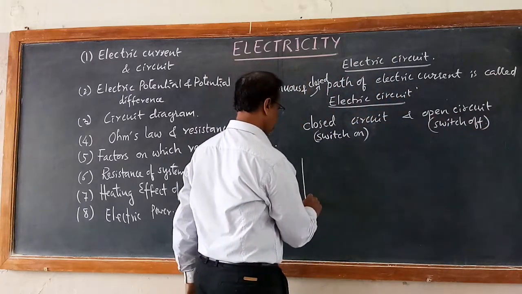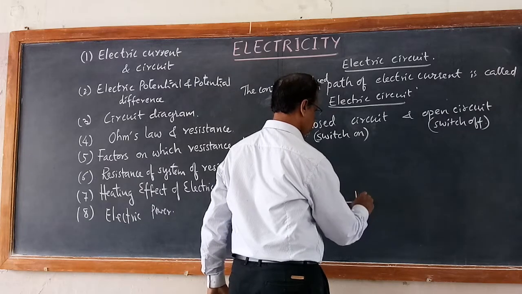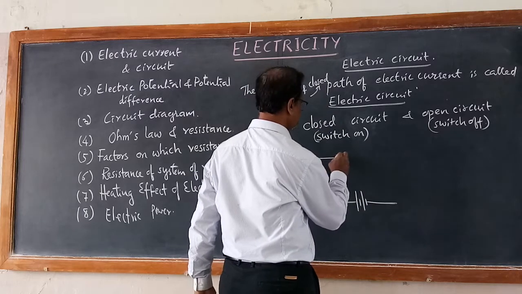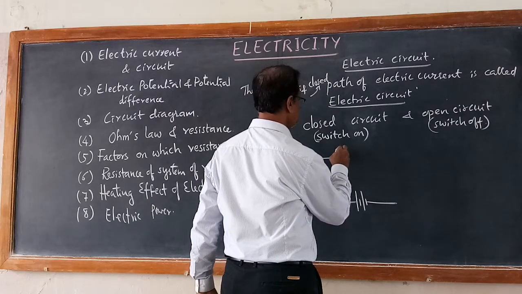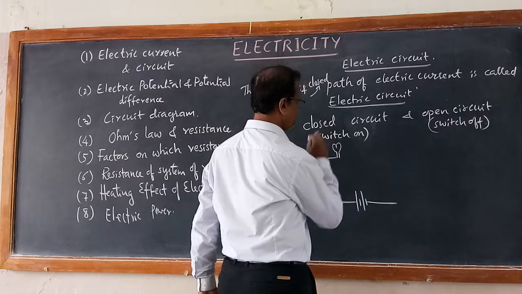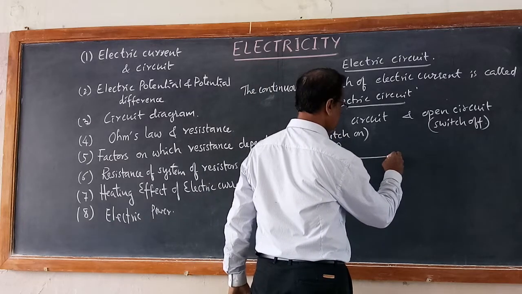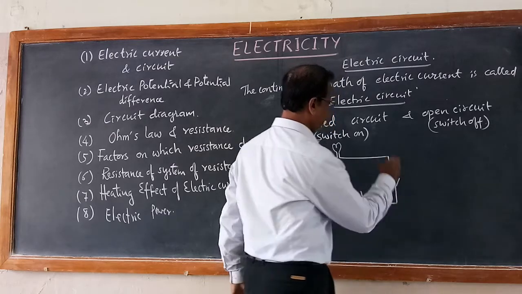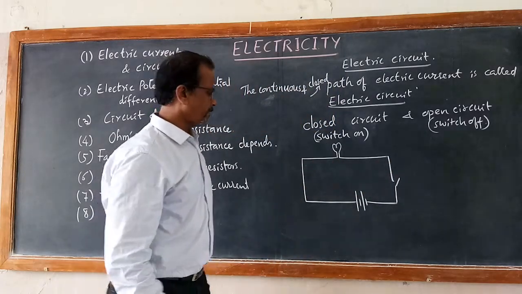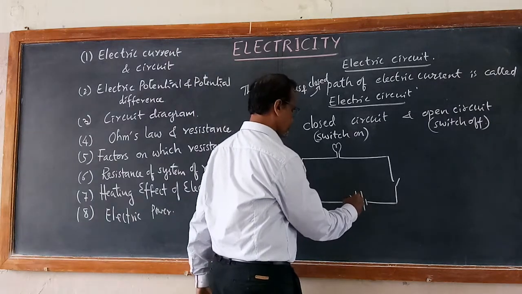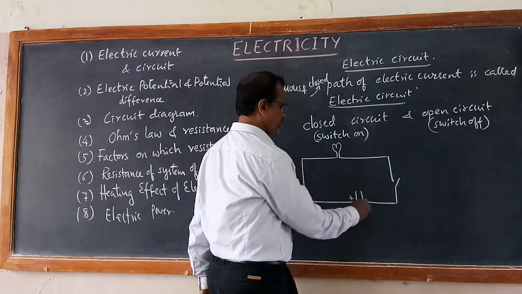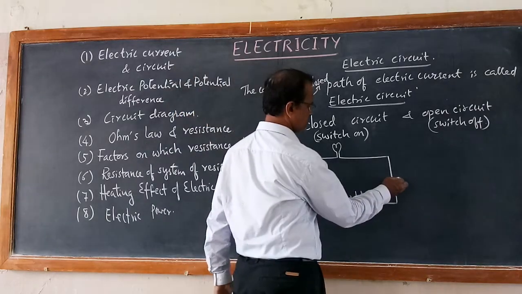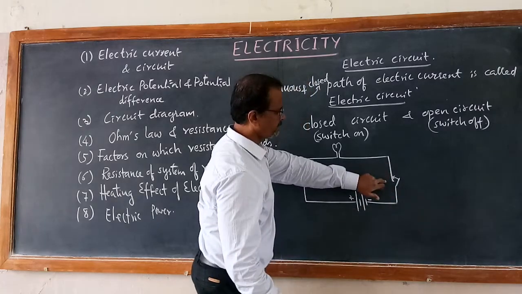So just to draw one simple diagram, suppose these are the two cells, right? And here is a bulb. Symbolically, the bulb is drawn like this, and here is a switch. Now it is in open circuit. When you see this, the positive terminal of the battery is shown by a longer line and the negative terminal of the battery is shown by a shorter line. So when you close this circuit, closed circuit is shown by tapping the key.